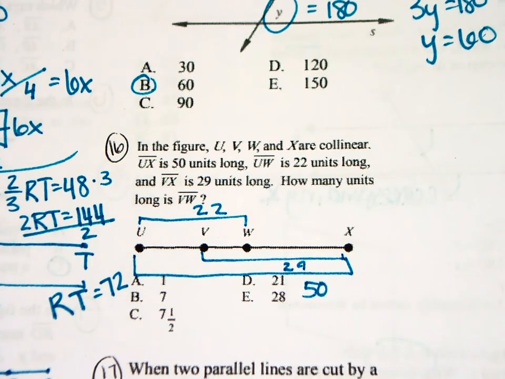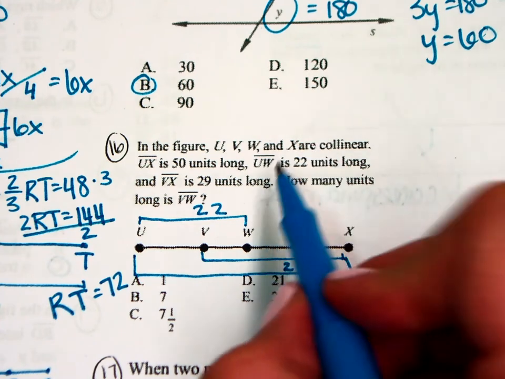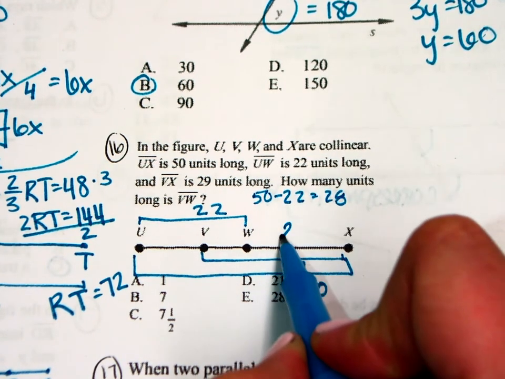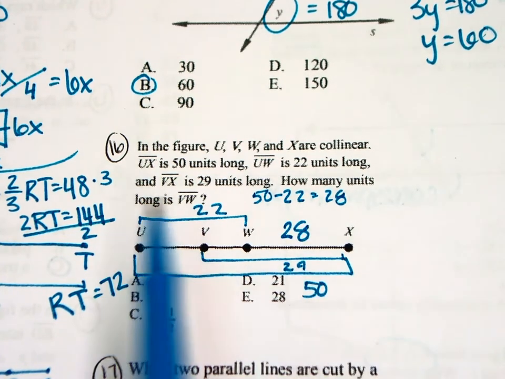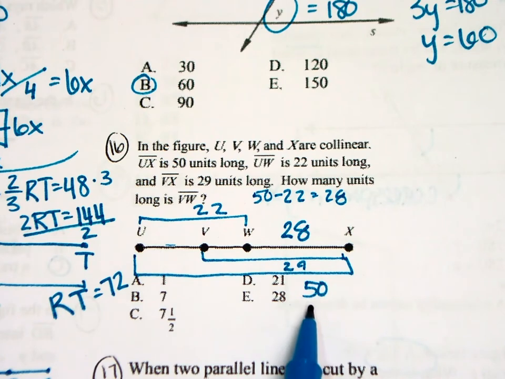How many units long is VW? Okay, how many units long is VW? Well, we know that this full measurement is 50. If we go back up here, we have 22 plus something equals 50. Well, 50 minus 22 is 28, which means this distance is 28, because I have to be able to add this distance plus this distance to give me 50.